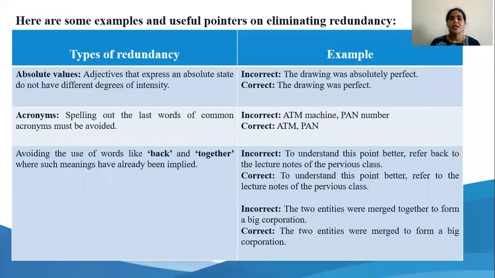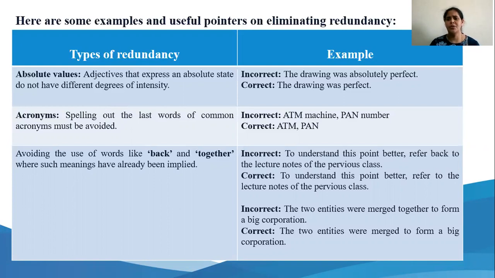Now there are some examples with adjectives. To highlight degrees of intensity, we use adjectives. For example, you can see this sentence: the drawing was absolutely perfect. Perfect itself is high. What do you mean by absolutely perfect? So reduce such words.